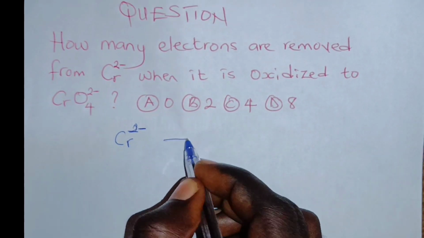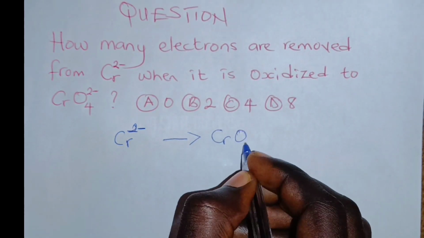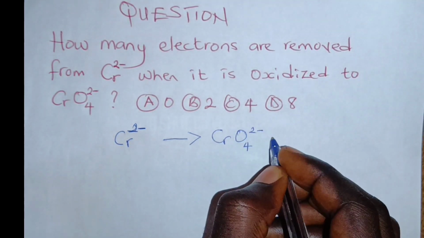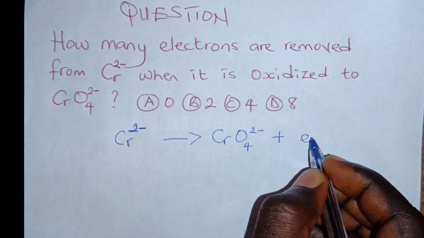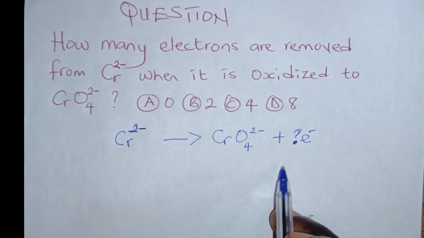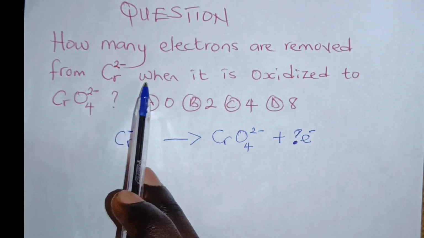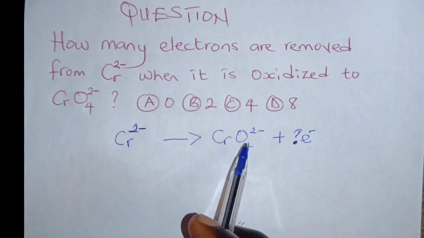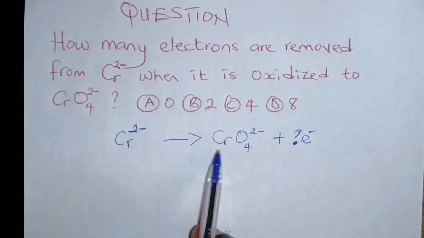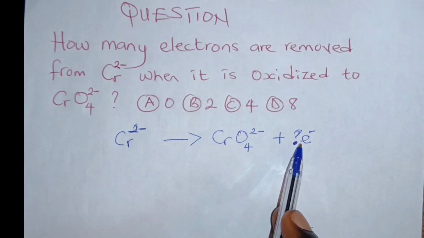This is our reactant, and then we have this as our product. So we want to know this question mark here. We are told that electrons have been removed, right? As this compound was oxidized to this, it released electrons. So we want to know how many electrons were released.